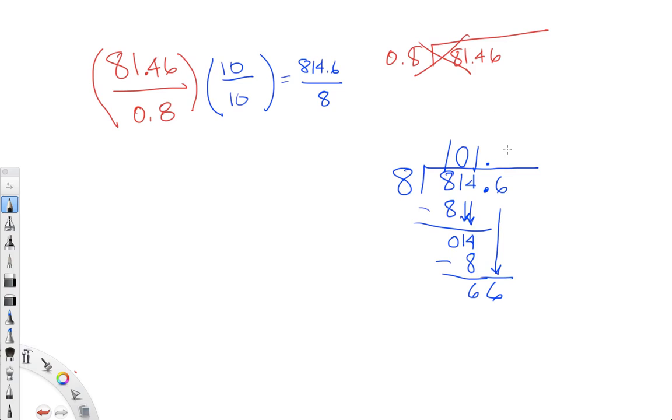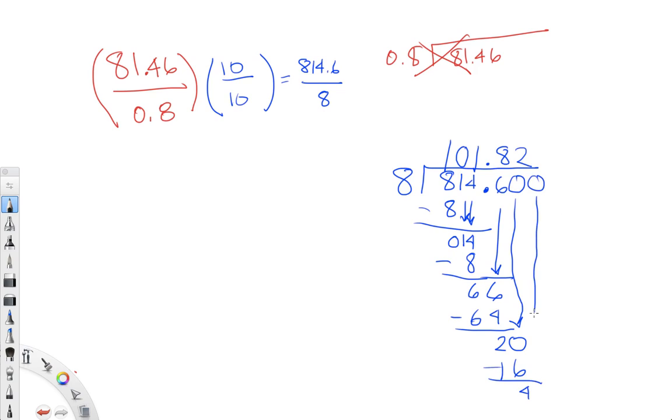And I know 8 groups of 8 makes 64. And oh geez, I'm sloppy. I can bring this 0 down. 8 times 2 makes 16. Bring another 0 down. 5 times 8 makes 40. Remainder of 0.